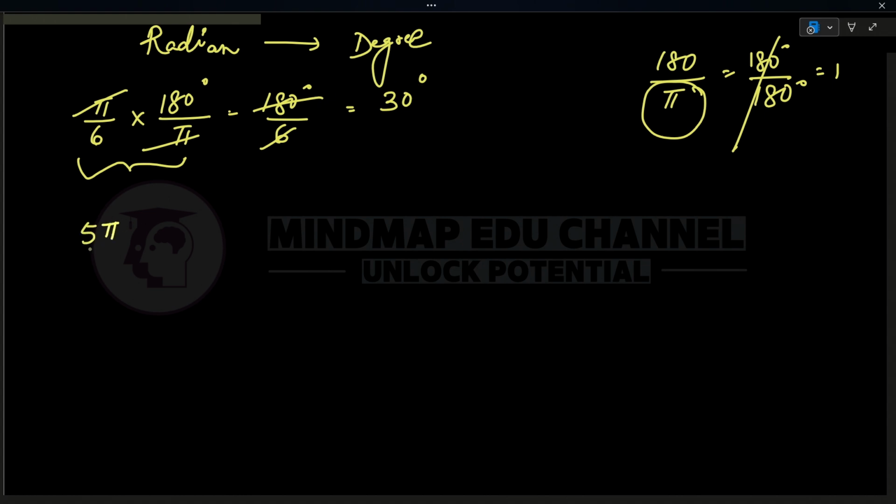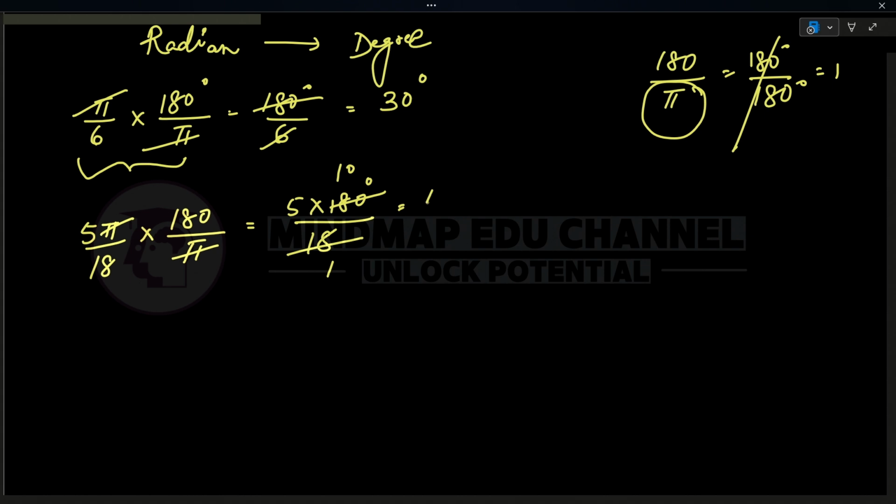5π/18. Let's convert this into degrees. So what we will do? Multiply by 180 over π. π gets cancelled and we are left with 5 into 180 over 18. Now this is 18 by 1, here it is 10. So 5 tens are 50 degrees.